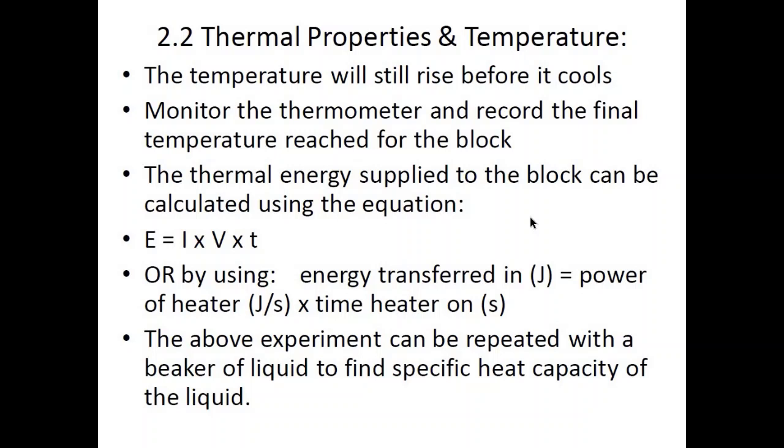The thermal energy supplied to the block can be calculated using the equation E equals I times V times t, that is current times volts times time, or you can simply use energy transferred in joules equals the power of the heater multiplied by the time the heater was on. The above experiment can be repeated with a beaker of liquid to find the specific heat capacity of a liquid.